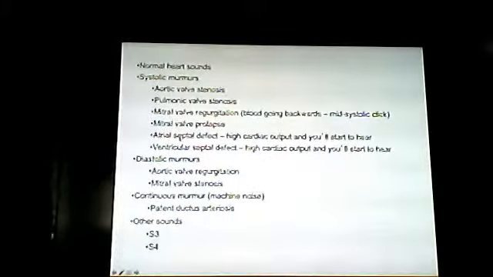And then with atrial septal defect and ventricular septal defect, because it's a high cardiac output, you might start to hear the blood going through. Patent ductus arteriosus, you hear the machine noise, the continuous murmur.